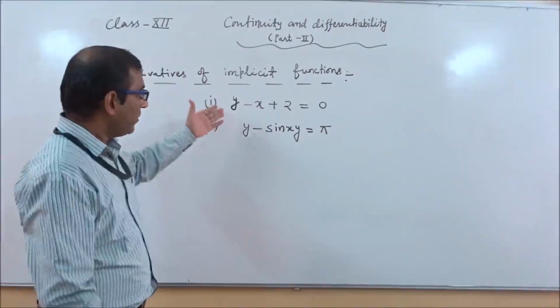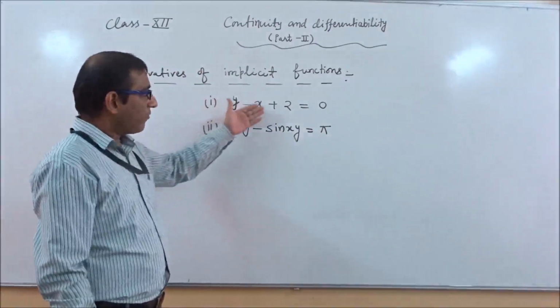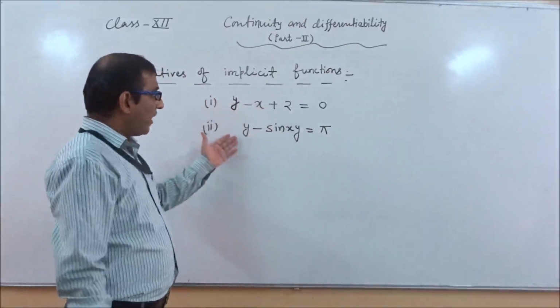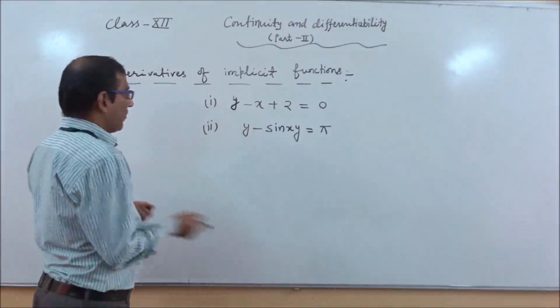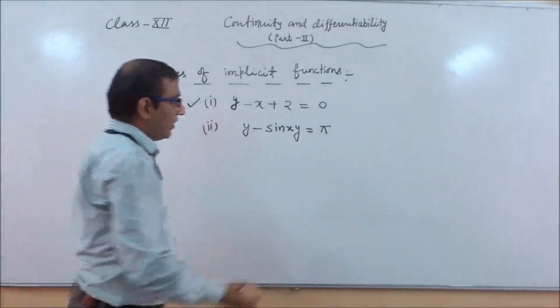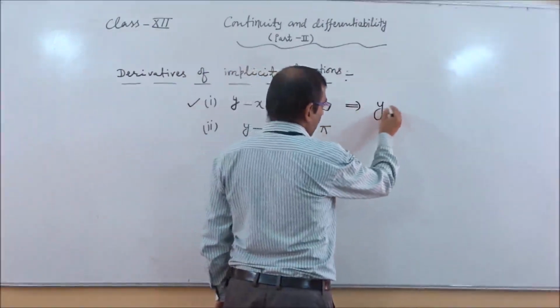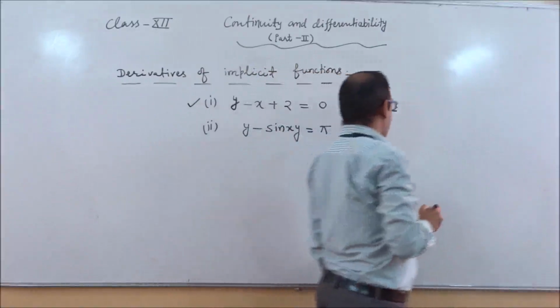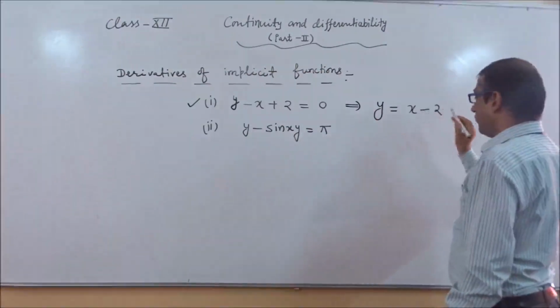As you see here, two types of equations are written: y minus x plus 2 equals 0, and y minus sin xy equals pi. First we will discuss the first equation. As you see, it is very easy for all of us to calculate the value of y. If we solve it, the value of y is x minus 2.